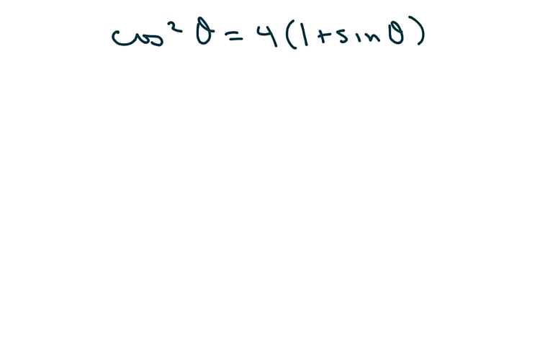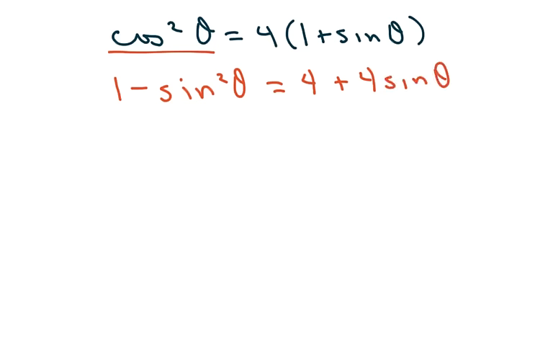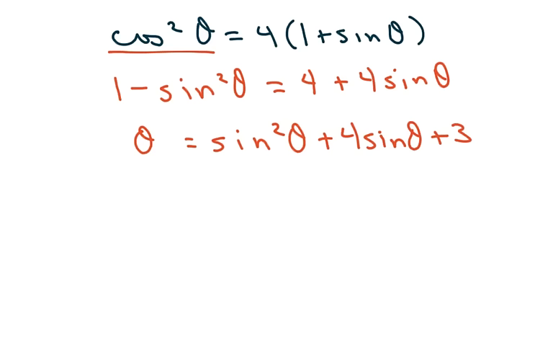The next one we have is cosine squared of theta equals 4 times 1 plus sine of theta. And I'm going to write this, since I'm solving, as 1 minus sine squared. Distribute here, and move everything over to the right. So you get sine squared theta plus 4 sine of theta plus 3 equals 0.